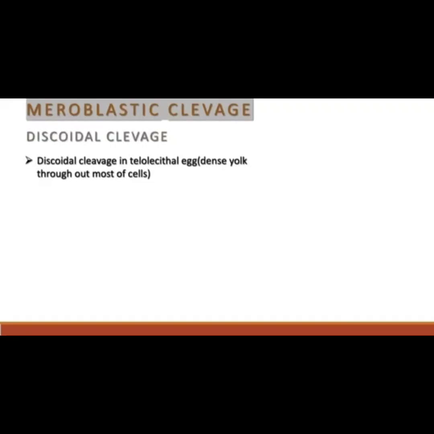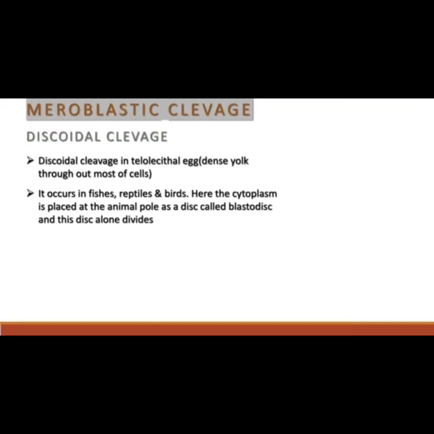Meroblastic cleavage. Discoidal cleavage. Discoidal cleavage takes place in telolecithal eggs, that is, eggs with dense yolk throughout most of the cell. It occurs in fishes, reptiles and birds. Here the cytoplasm is placed at the animal pole as a disc called the blastodisc, and only this disc divides. Hence it is said to be discoidal cleavage.